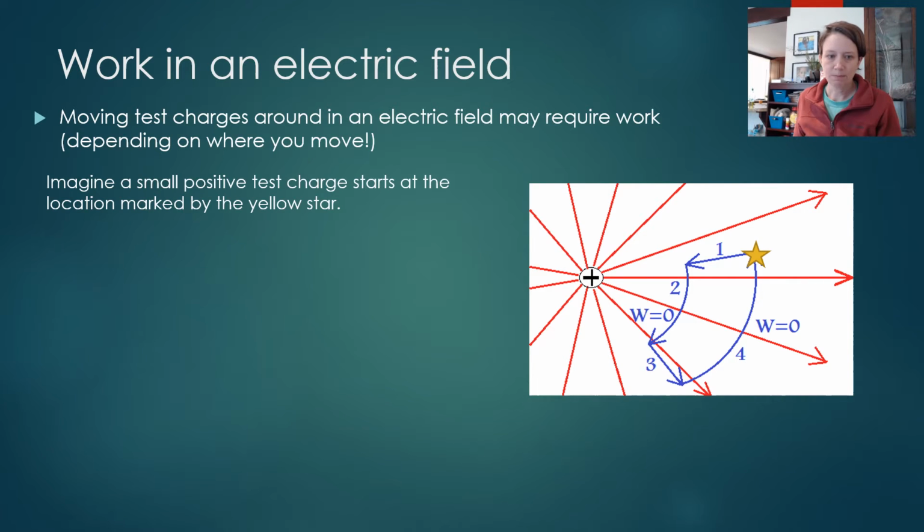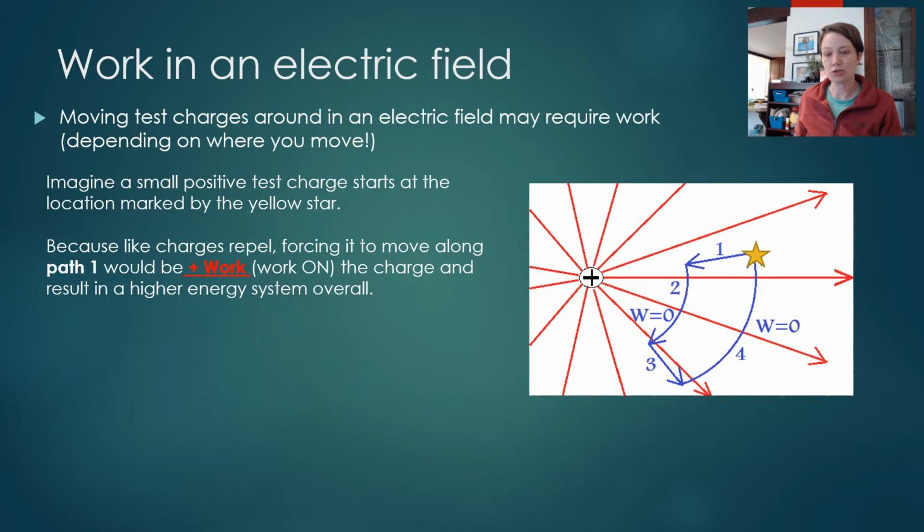So for example, if you imagine we had a small positive test charge like a proton, and we start it at that location marked by the yellow star, and then we move that proton along the path marked 1, 2, 3, and 4, some of those movement chunks will require work or will release work to the outside world, and some of those movement chunks won't.